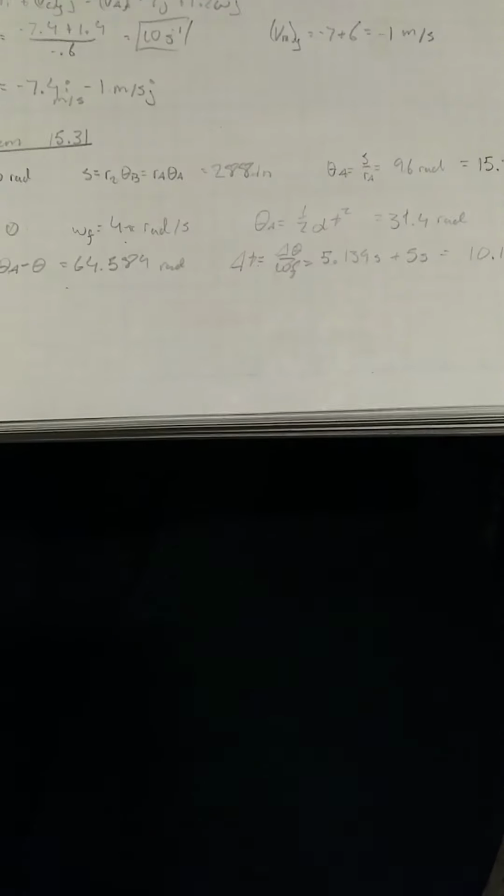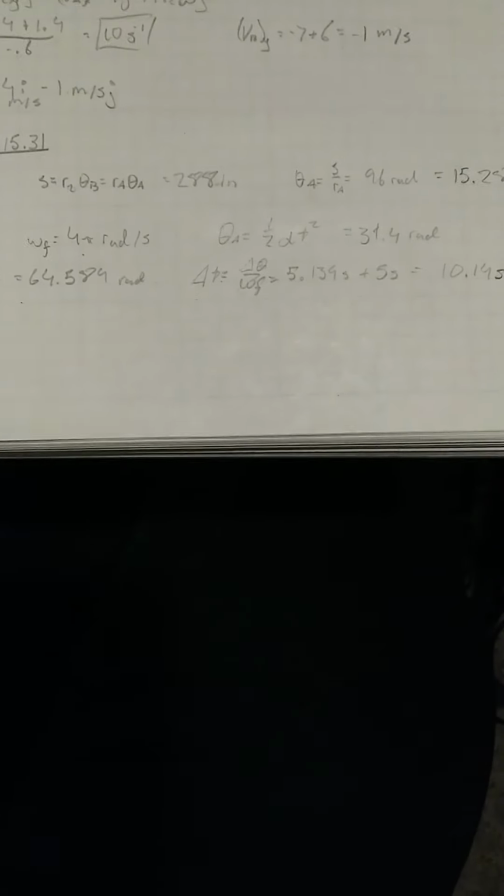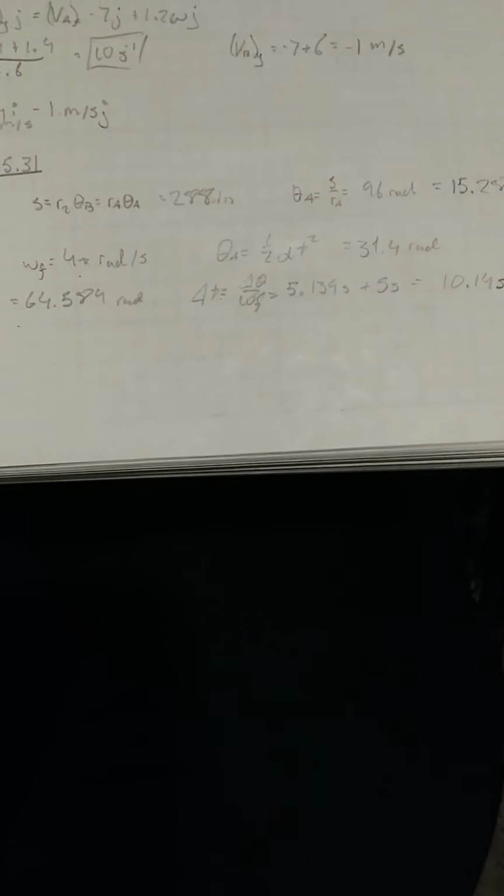Alright, so problem 15.31. A load is to be raised by 20 feet by hoisting the system shown. Assuming gear A is initially at rest, accelerates uniformly to a speed of 120 rotations per minute in 5 seconds, and then maintains a constant speed of 120 RPMs. Determine the number of revolutions executed by gear A in raising the load and the time required to raise the load.